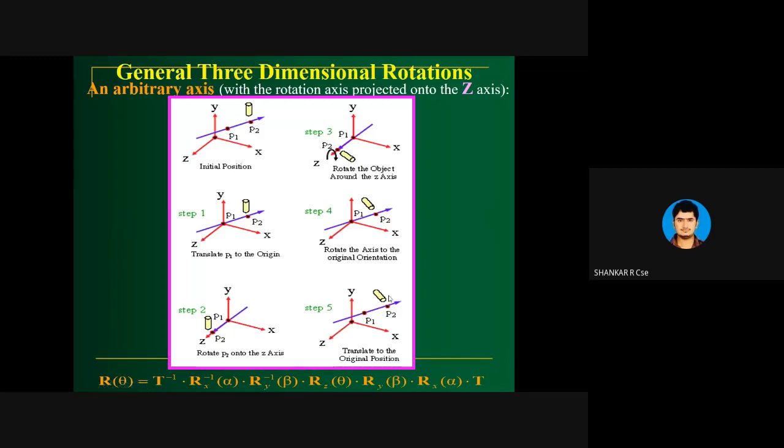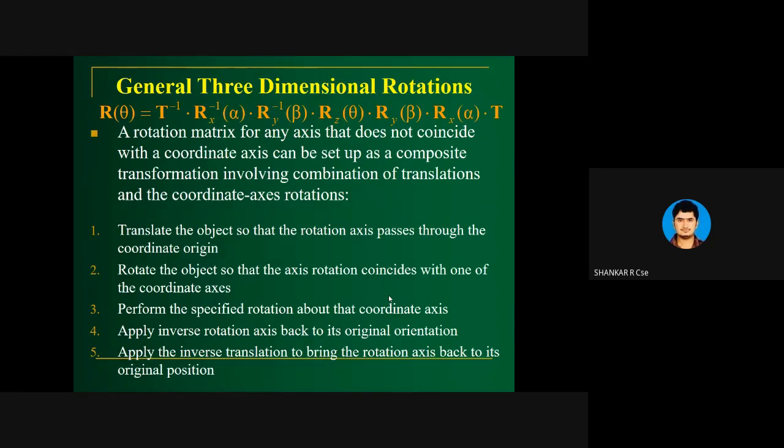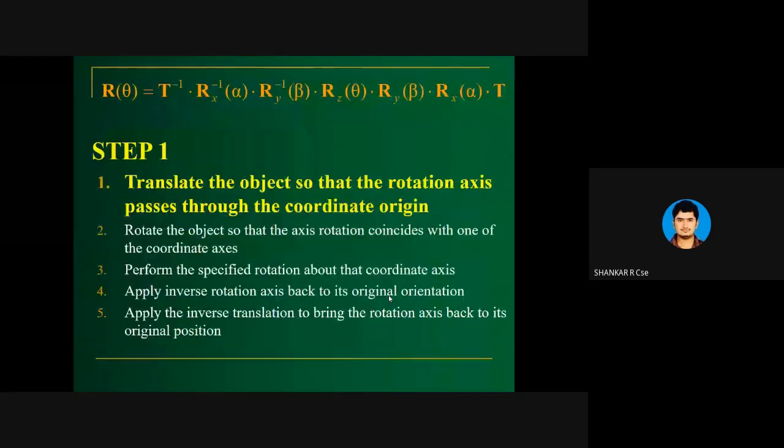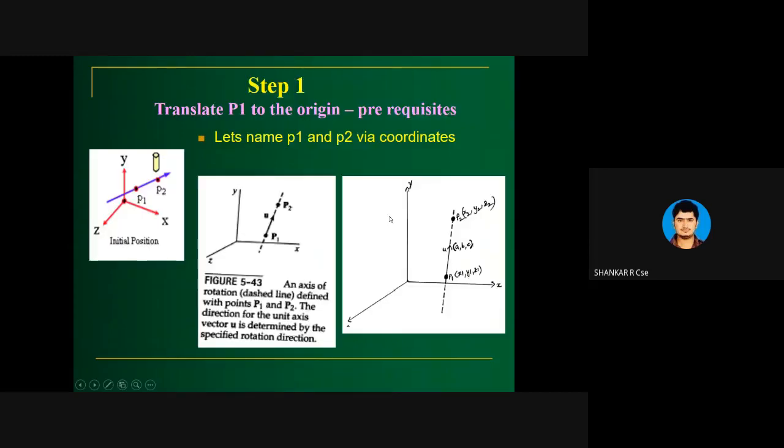Now all these we have discussed only theory. Now let us do the mathematics. All right. Now first step, translate the rotation axis through the origin. All right. First one. Take the blue color axis, that is the initial position. You need to put it to the origin.